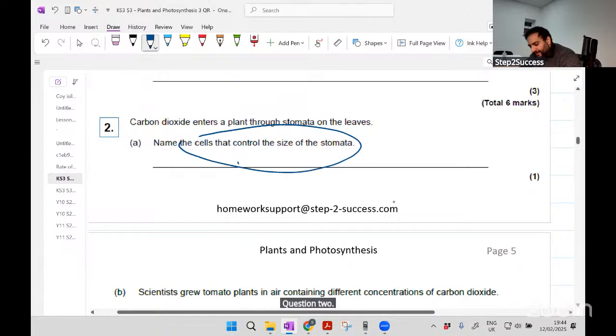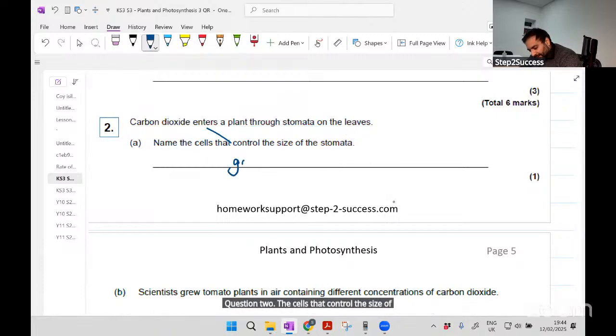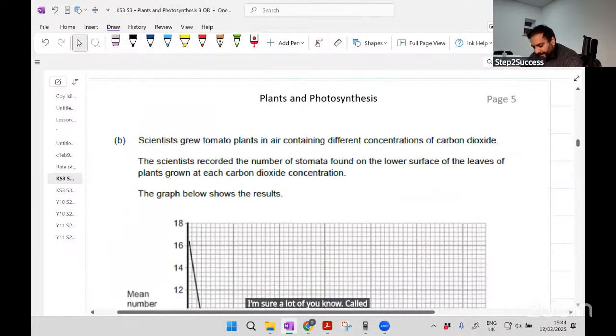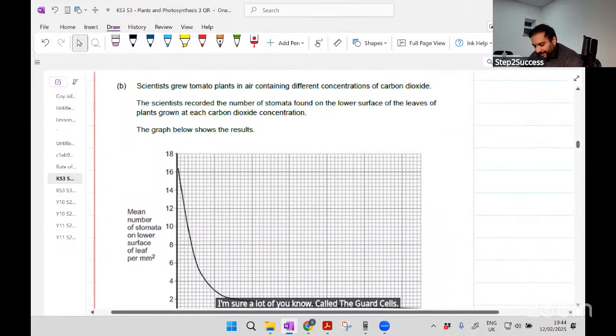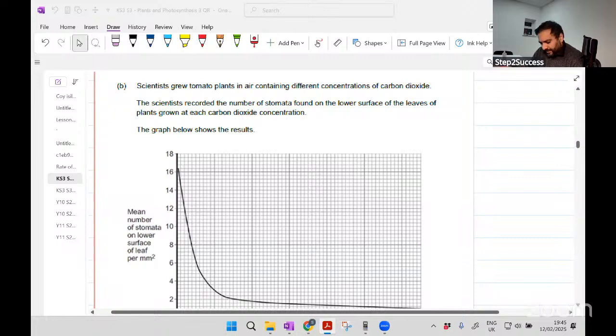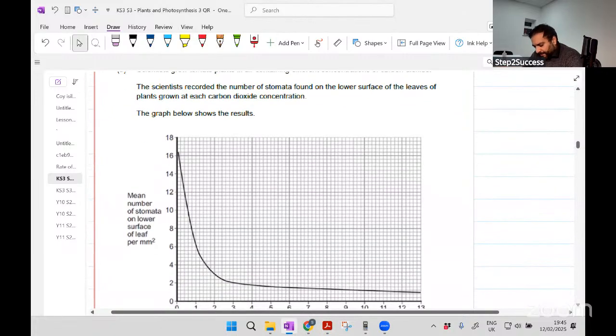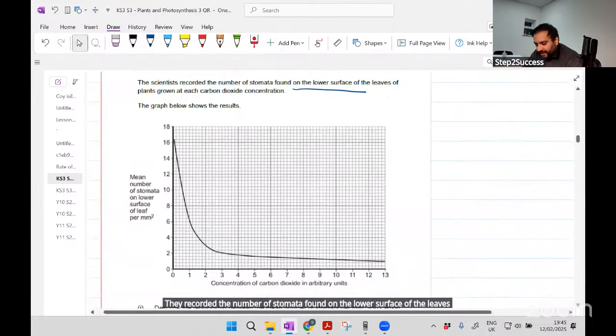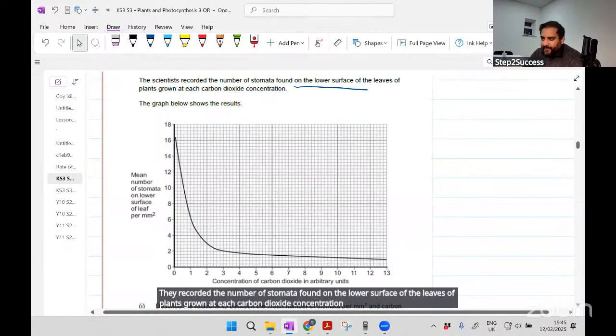The cells that control the size of the stomata, I'm sure a lot of you know, are called the guard cells. The scientists grew tomato plants in air containing different concentrations of carbon dioxide. They recorded the number of stomata found on the lower surface of the leaves of plants grown at each carbon dioxide concentration. It's quite difficult to get your head around what's happening here.